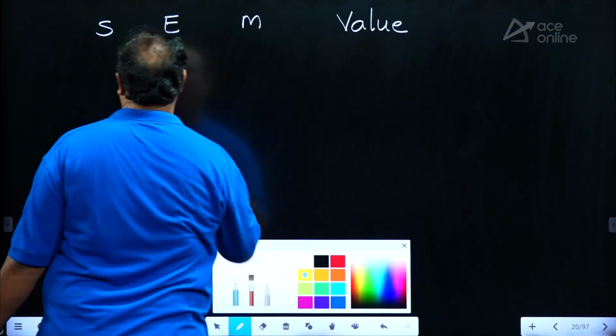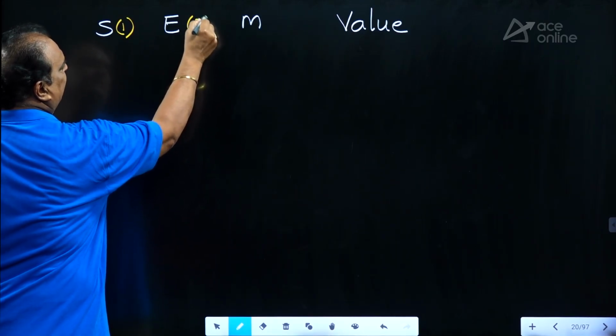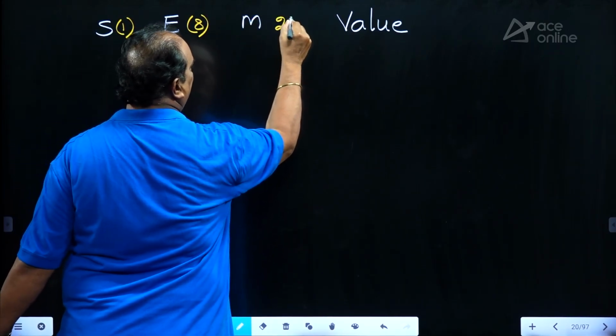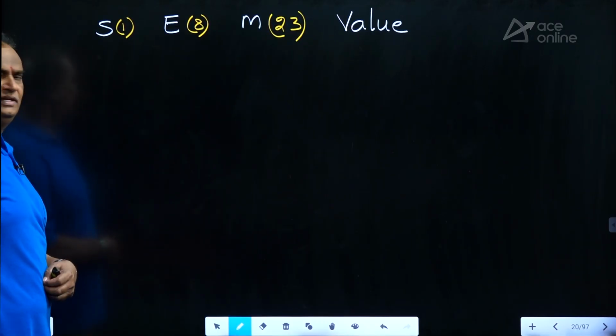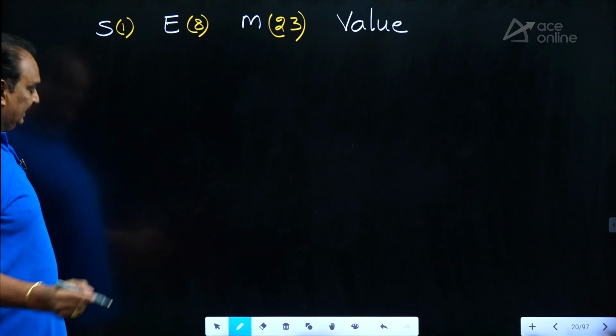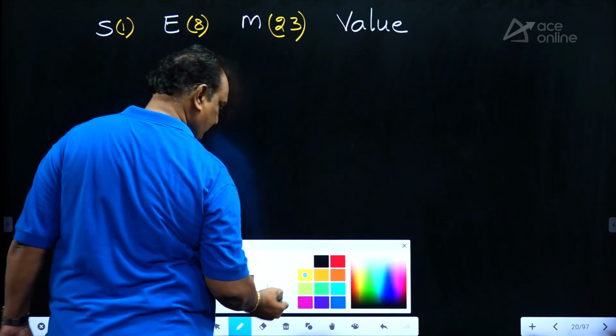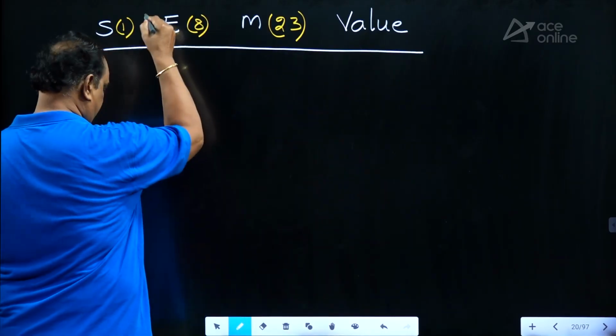Already we discussed: the size of S is 1 bit, the size of E is 8 bits, the size of M is 23 bits, total 32 bits. In this, these points are very, very, very important, so be dedicated here.